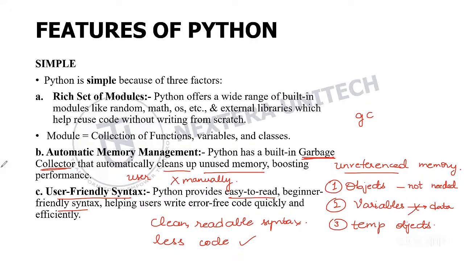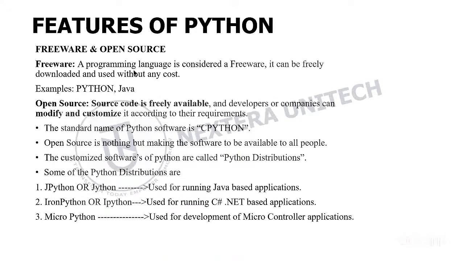And then moving on to the next feature, freeware and open source. So what is meant by freeware? A programming language is considered freeware if it can be freely downloaded without any cost. So there won't be any license cost for us, and anyone from anywhere can download it. Some examples are Python and Java.